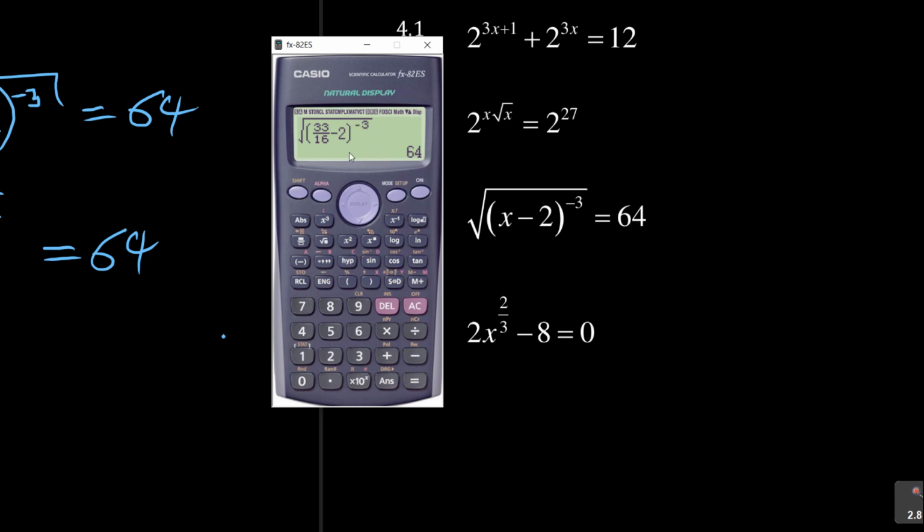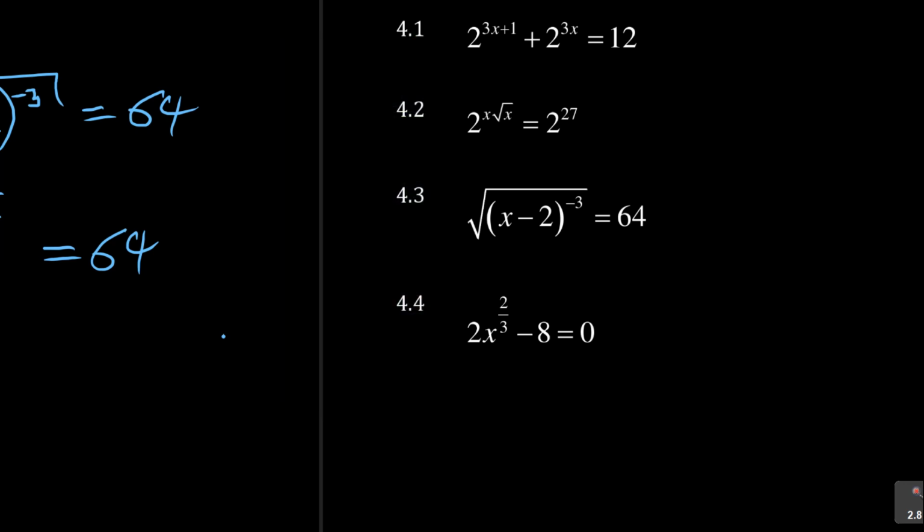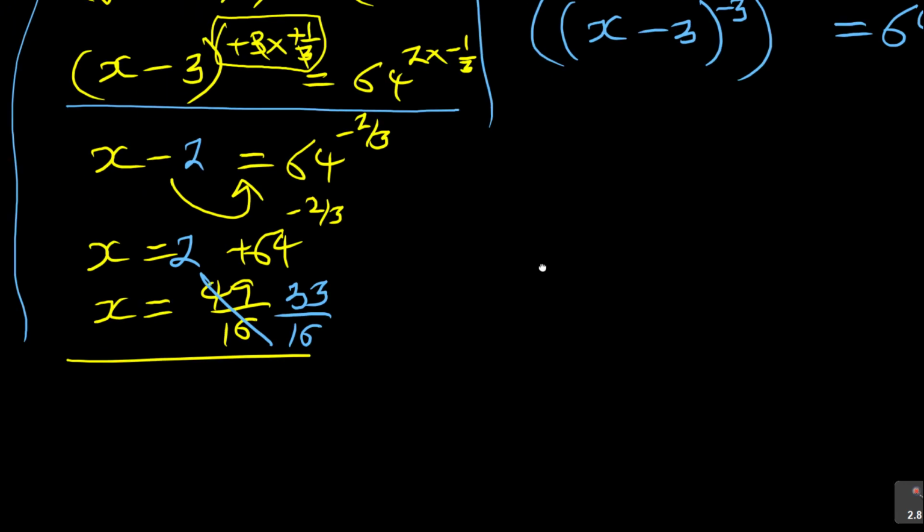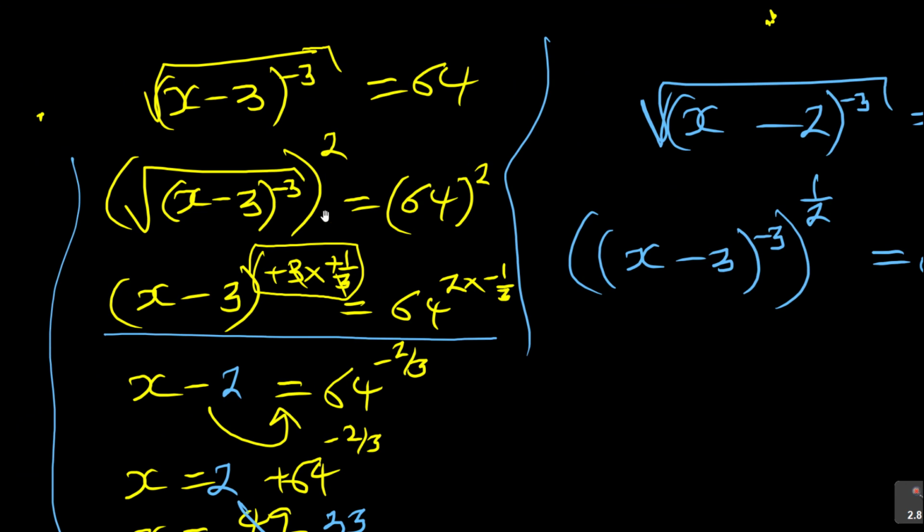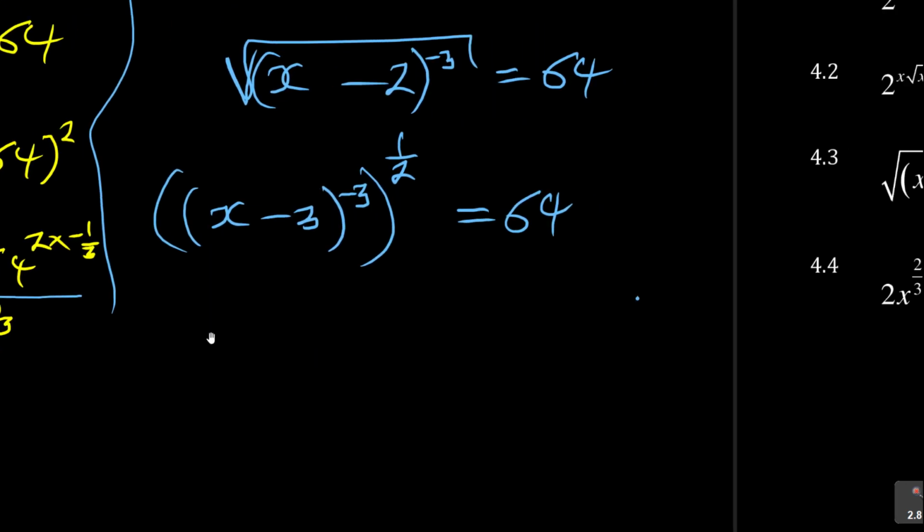So the method was fine. 33 over 16 minus 2 to the power, that is 64. So the answer is 33 over what? 33 over 16. So maintain it. But let's look at this other one. What did I want to do here?